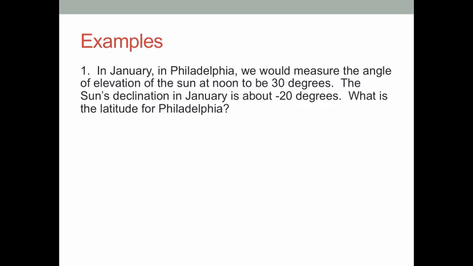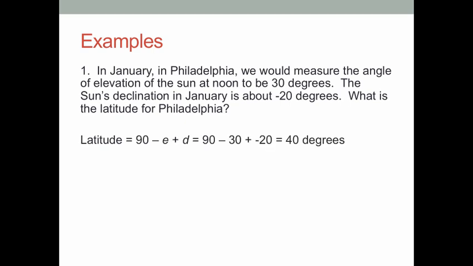Okay, so an example. In January, in Philadelphia, we'd measure the angle of elevation of the sun at noon to be about 30 degrees. That's the highest it gets into the sky at noon, or that's as high as it gets all day, about 30 degrees in January. And at that time, the sun's declination in January all over the world is about negative 20 degrees. So what's the latitude for Philadelphia?